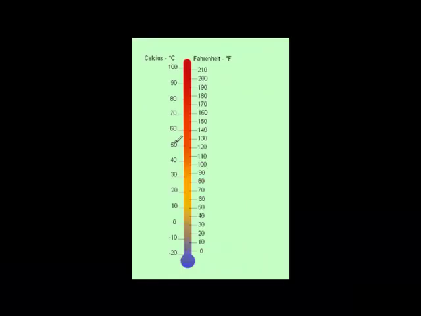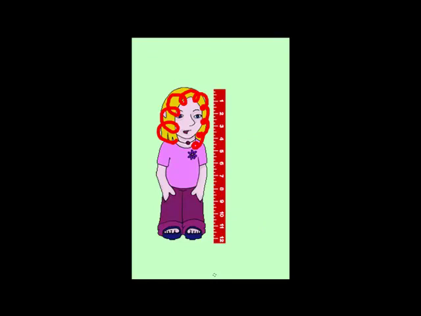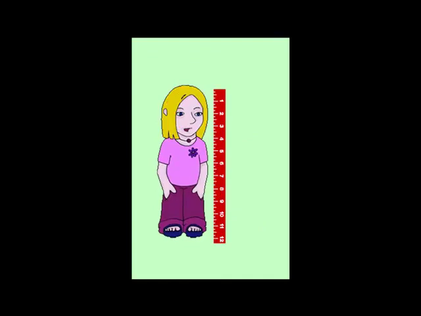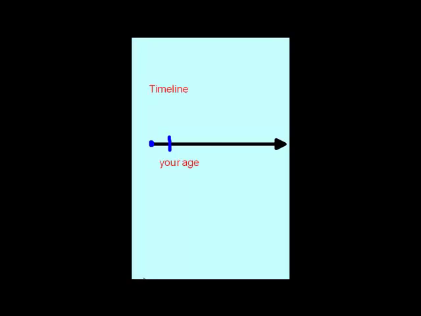I use a thermometer to measure the temperature. Today, it's about 52 degrees. If I measure myself, I would say I am 5 foot 10 inches tall. But I've always wanted to be blonde. Or we could measure your age on a timeline. My age? Well, it's over here somewhere.